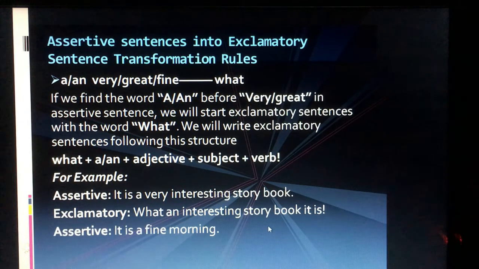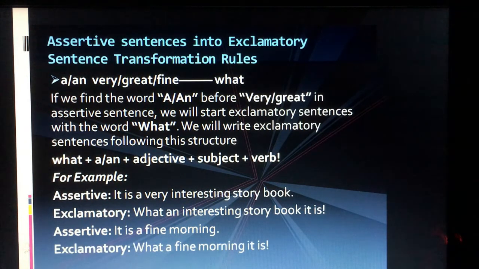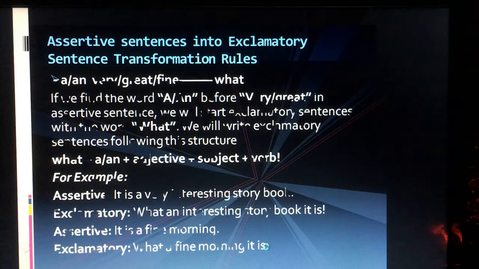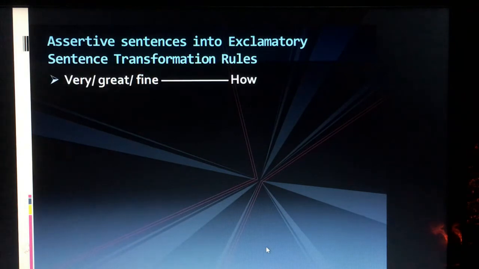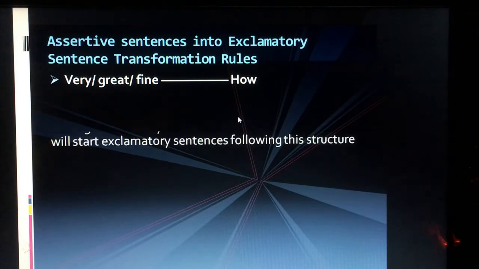See another example. It is a fine morning. So what will be the answer? What a fine morning it is. Okay, you got my point. Then next, see another rule for it. If there is no article, if it is only starting with words like very, great, fine, these are the degree words, what we will do is place how at the beginning. Let's see.